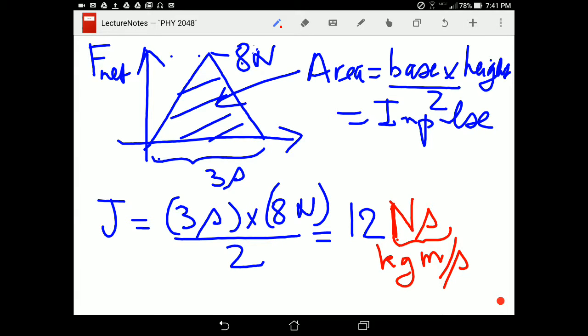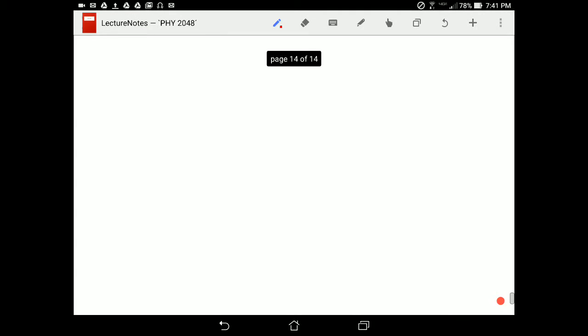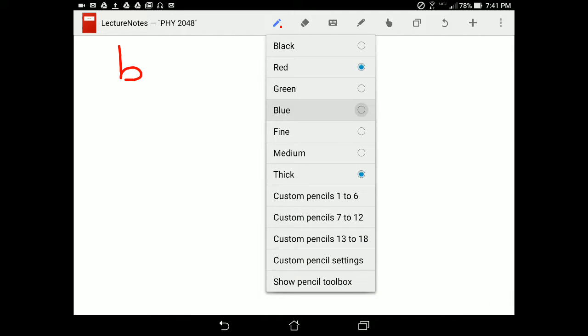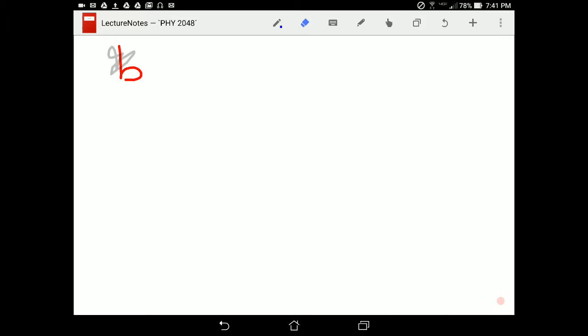What if the force is different? Earlier I've been talking about the varying force. Let's take a case where the force is actually constant over time. So this is the second case. If we have a constant force, then the problem is much easier to handle.